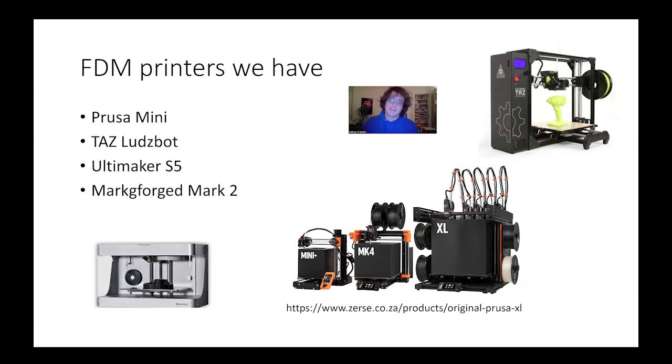But the Prusa XL, the big one that's over here, and the Markforged Mark II are both Core XYs, which means the nozzle is moved in the X and Y, and the bed or build platform is only moved in the Z.